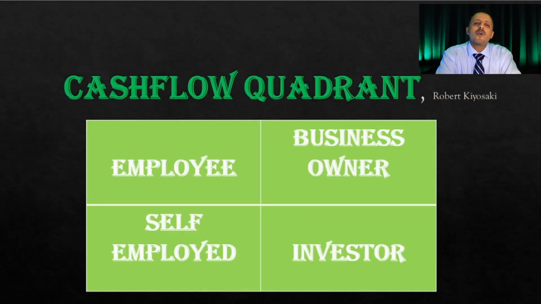These are the 4 cash flow quadrants. One is, of course, an employee, the second one is self-employed, the third one is business owner, and the fourth one is an investor.